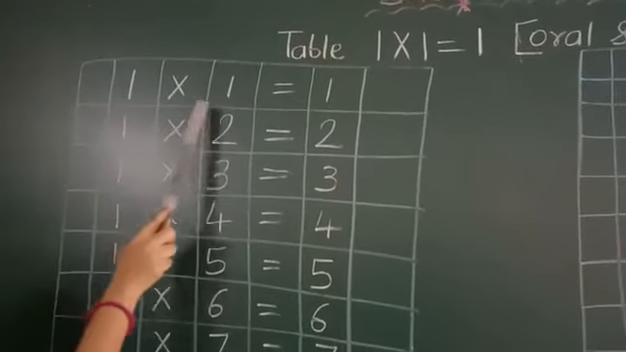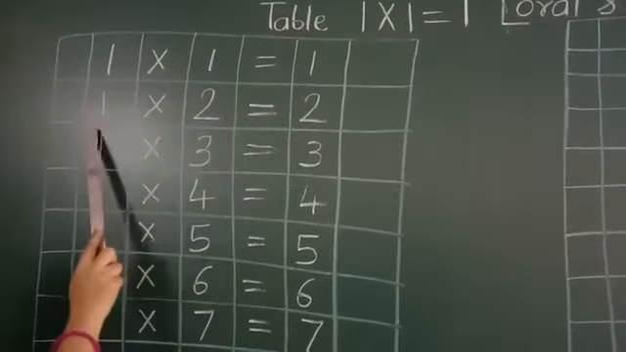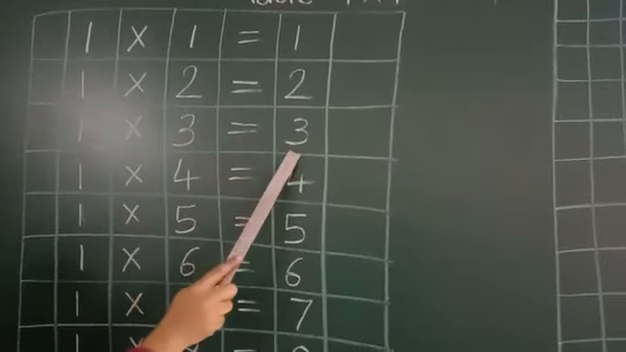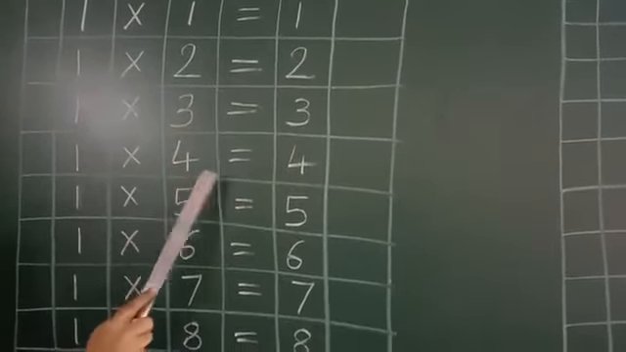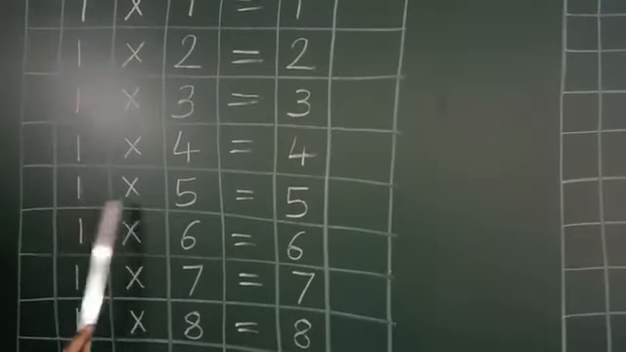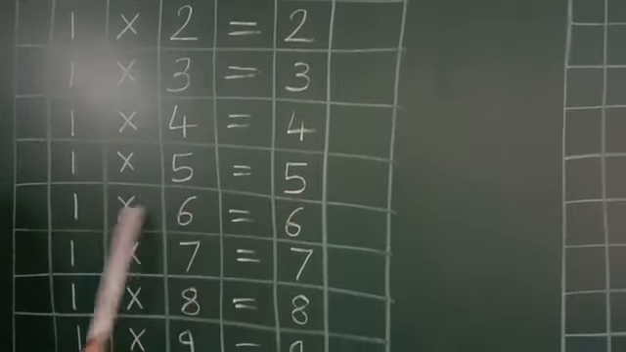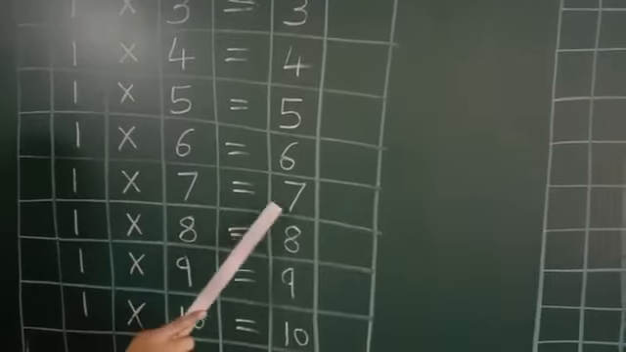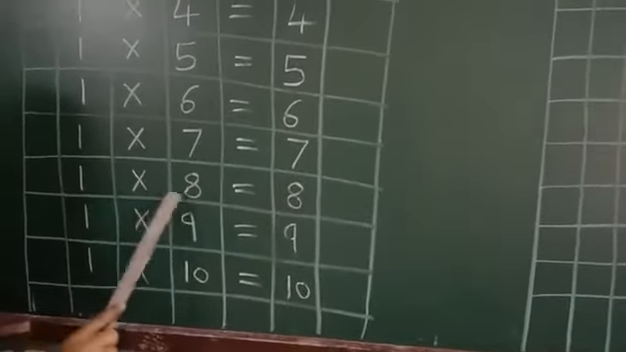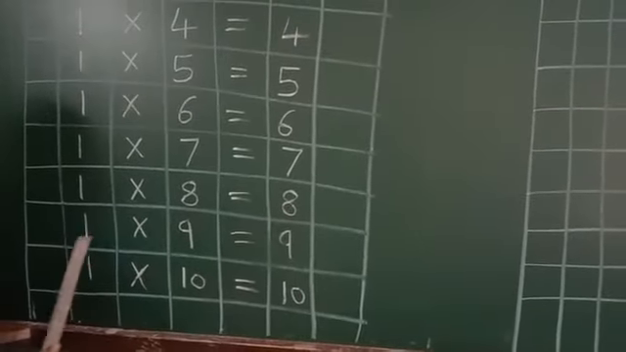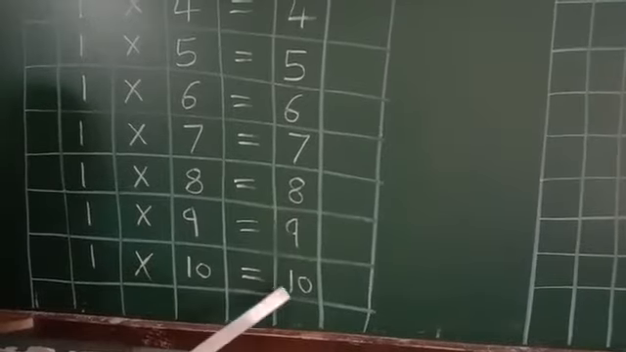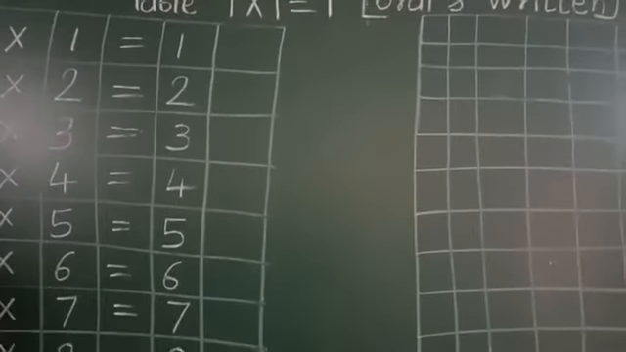Repeat again. 1 one za 1, 1 two za 2, 1 three za 3, 1 four za 4, 1 five za 5, 1 six za 6, 1 seven za 7, 1 eight za 8, 1 nine za 9, 1 ten za 10.